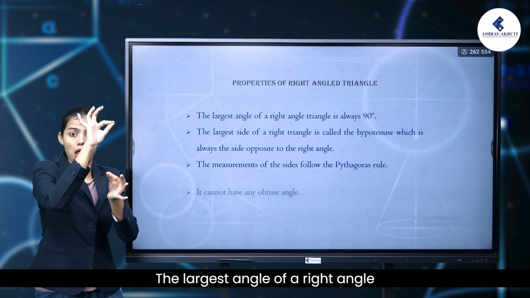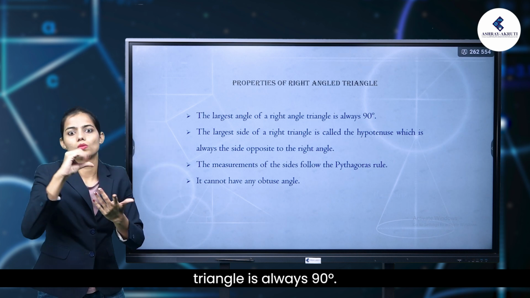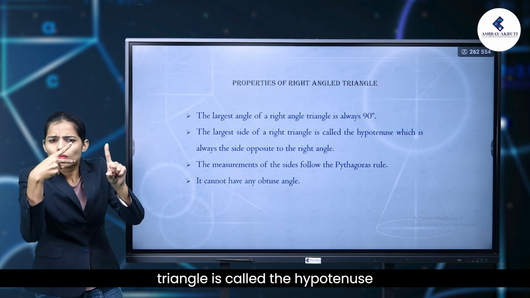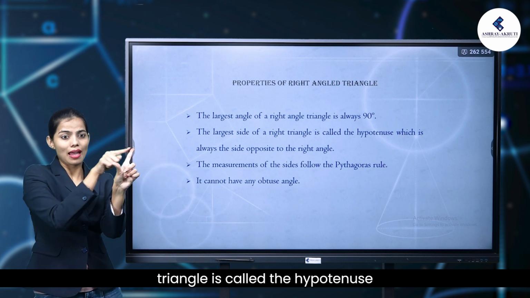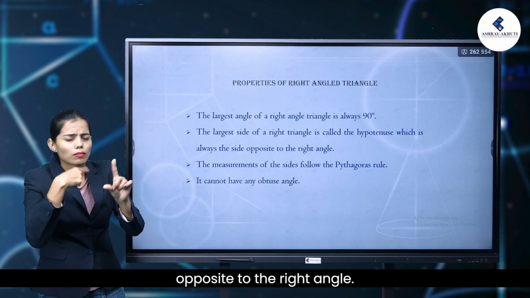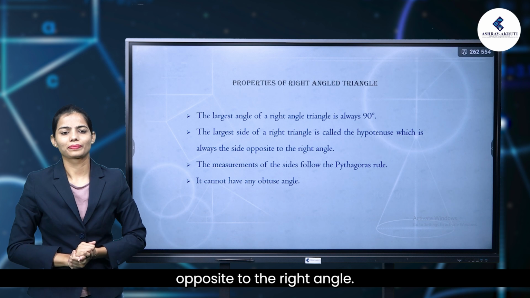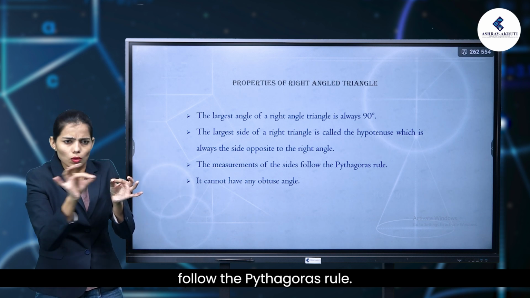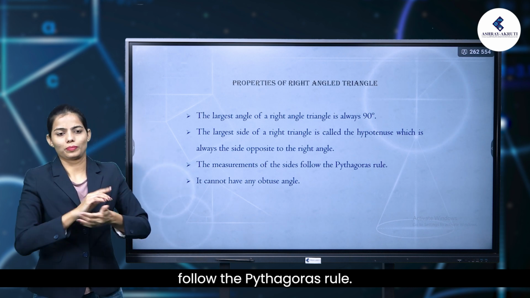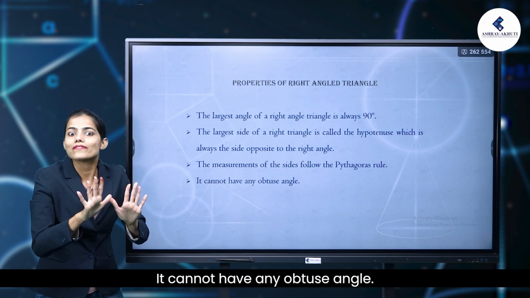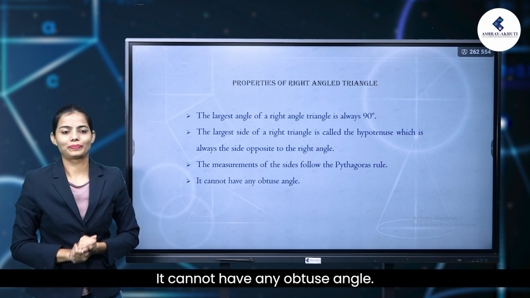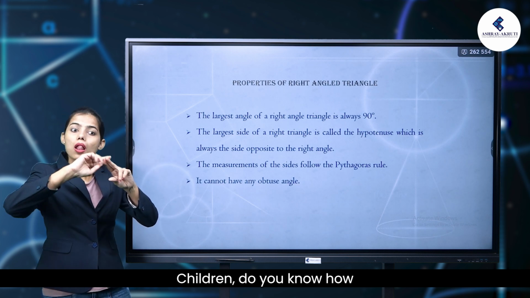The largest angle of a right angle triangle is always 90 degrees. The largest side of a right triangle is called the hypotenuse, which is always the side opposite to the right angle. The measurements of the sides follow the Pythagorean rule. It cannot have any obtuse angle.